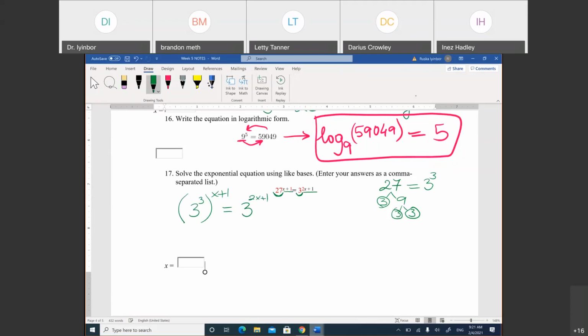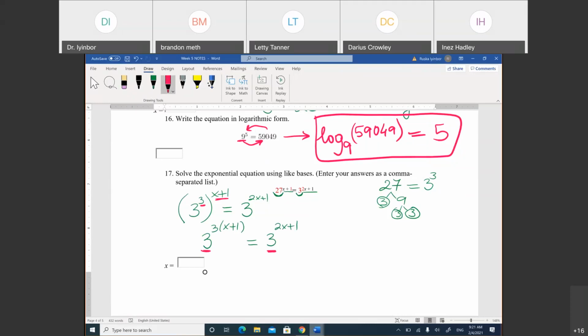Okay, so now what you need to do, I need to use there's a property for exponent of exponent like this. So if I have exponent and then another exponent, the rule is you multiply them. Okay, so we're gonna have 3 with exponent 3 times x plus 1 equals 3 with exponent 2x plus 1. Now what happens? You get 3 with exponent equals 3 with exponent.